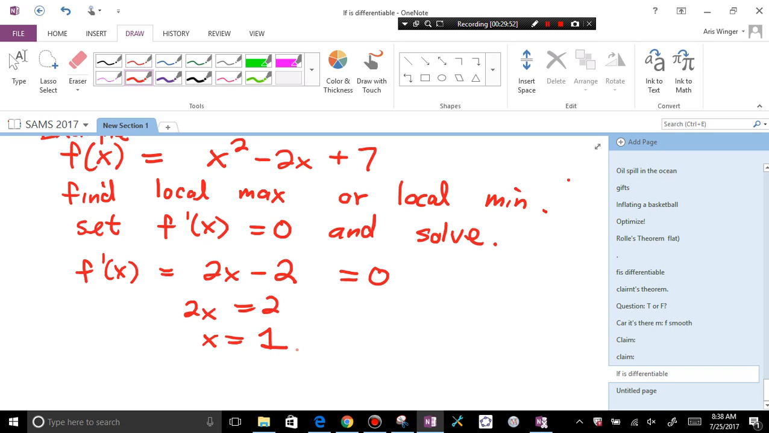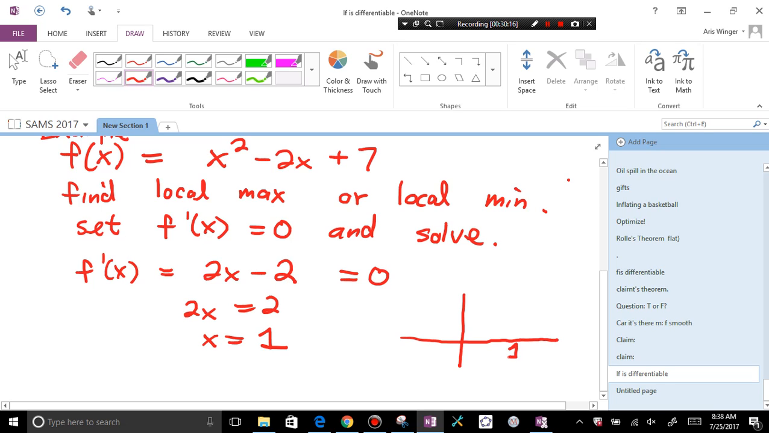What do I know about 1? At 1, what did I just show? Which means, well, what's the street version? That means that f is flat at 1. Okay? So we're going to use some calculus and some non-calculus to see what's going on at 1.